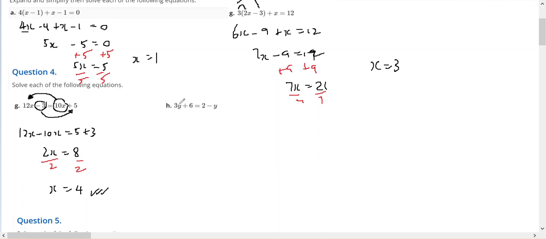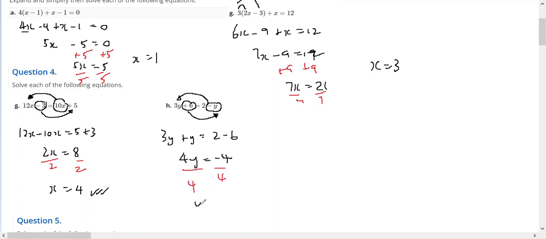In the next example, I've got 3y on the left-hand side and negative y on the right-hand side. I'm going to move my negative y to the right-hand side, and I'll move my positive 6 to the other side. So it'll be 3y plus y equals 2 minus 6. 4y equals -4. And then dividing both sides by 4, that leaves me with y equals -1.